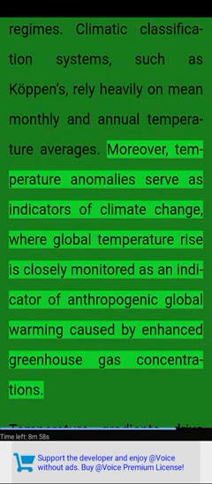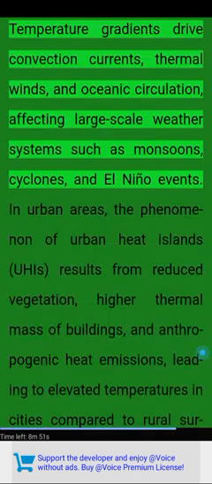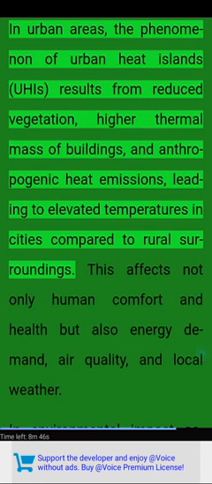Moreover, temperature anomalies serve as indicators of climate change, where global temperature rise is closely monitored as an indicator of anthropogenic global warming caused by enhanced greenhouse gas concentrations. Temperature gradients drive convection currents, thermal winds, and oceanic circulation, affecting large-scale weather systems such as monsoons, cyclones, and El Niño events.